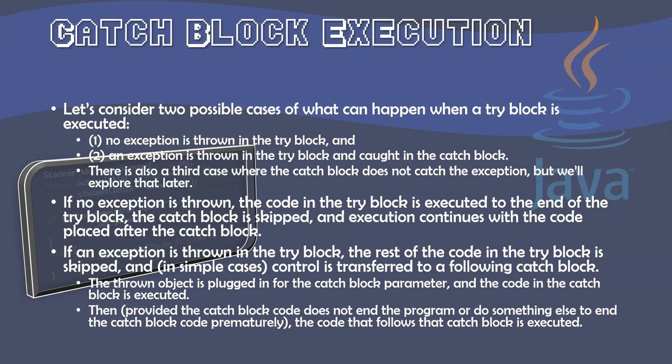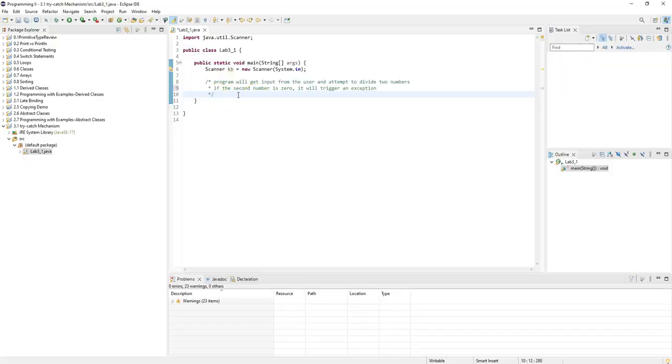Then, provided that the catch block code does not end our program or do something else to end it, such as System.exit(0), whatever code follows the catch block would then be executed. But if you, for example, say System.exit(0), you're terminating your program, and you won't have anything more happen. All right, so real quick, let's go ahead and write up some code just to show how some of this works.